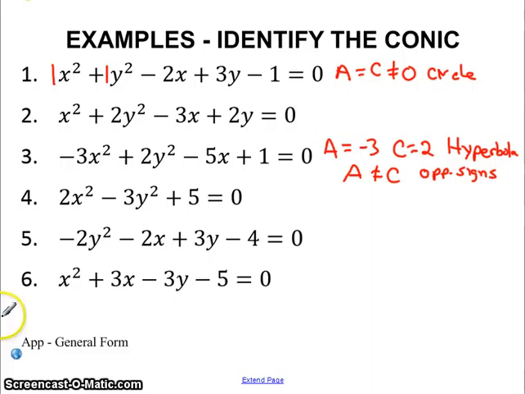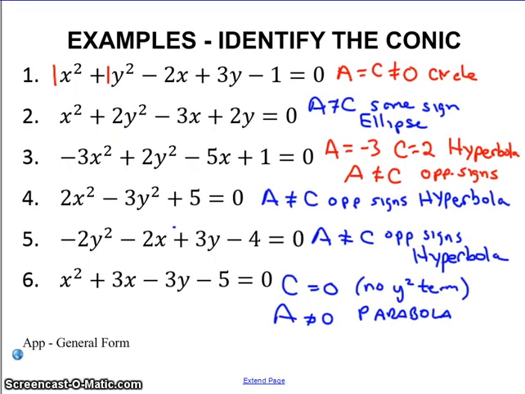So I'll go ahead and leave the slide up here just for a moment. You can pause the video and try to go through the rest of them and see what you come up with, and then when the video restarts I'll show you the answers. Okay, so hopefully you got this set of answers here for the conics, identifying and classifying which conic section belongs with which equation.